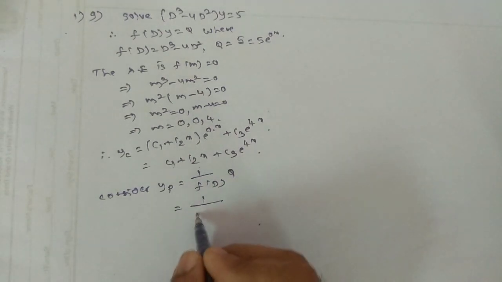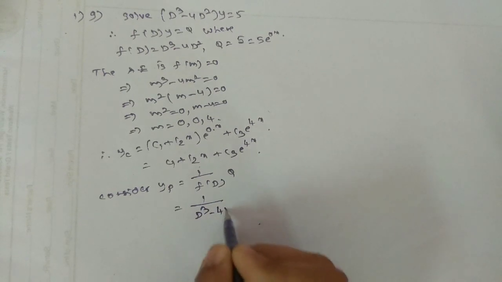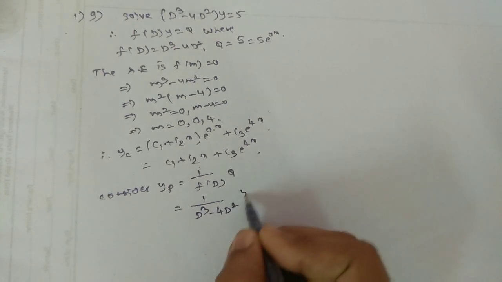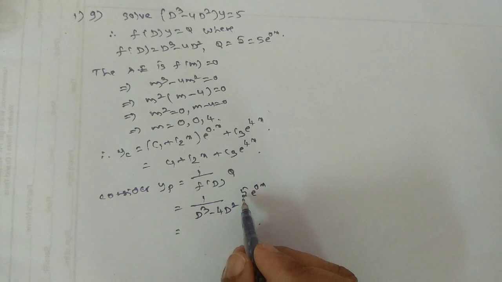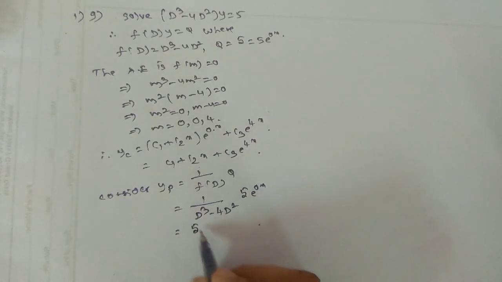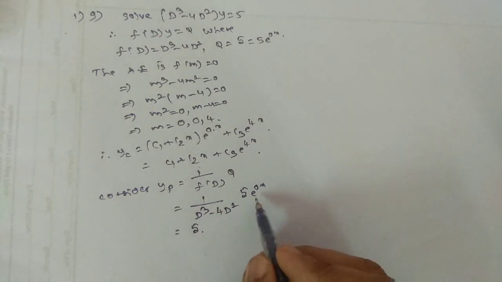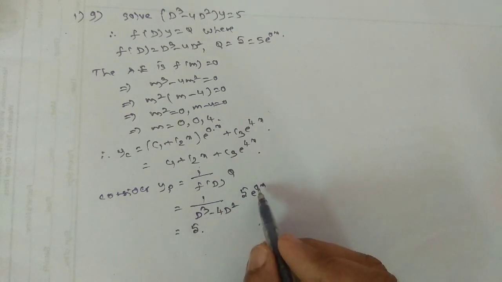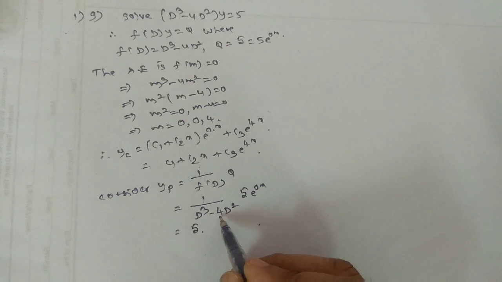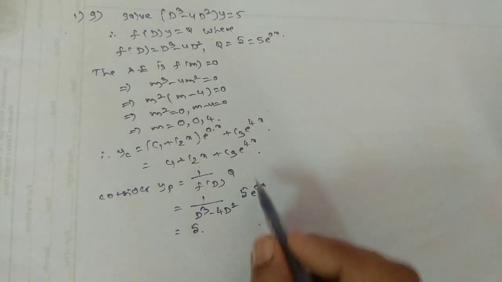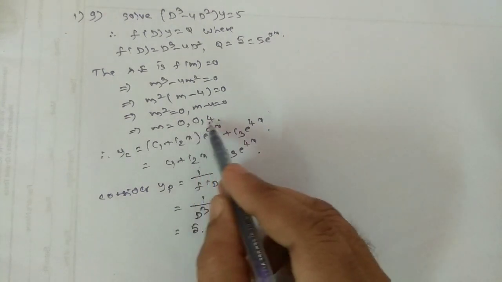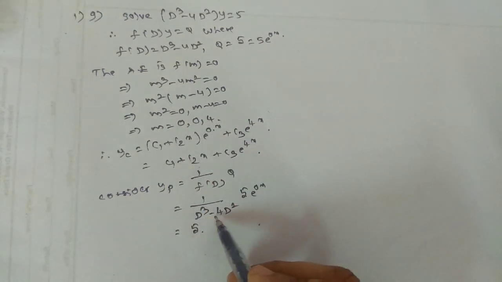Your f of D is D cube minus 4D square, and Q is nothing but 5 e power 0x. So 5 is a constant term that you can take outside, there is no doubt. And as per the procedure for e power ax, D is replaced by the a value. Are you getting 0 or non-zero? That can be decided. You look at this a value. Is it present in the roots? Yes, 0 is present here. So definitely you will get 0.